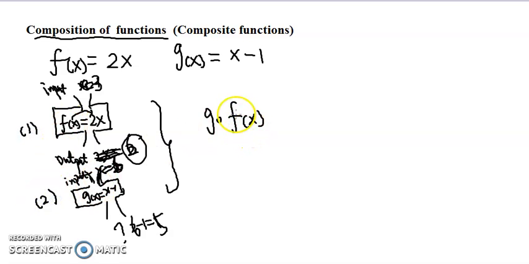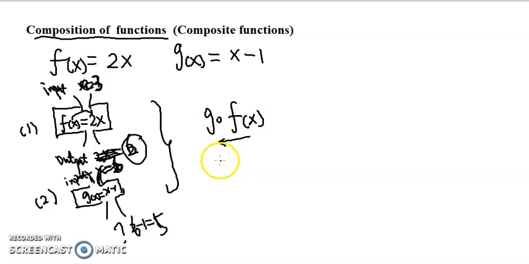So we're going to start with f and then go to the left. This is a little different from the normal order. When we read or write, we go from left to right, but here we go from the right to the left, and there's a reason for that.